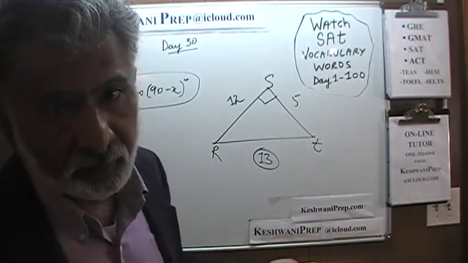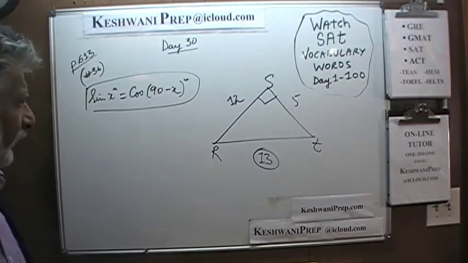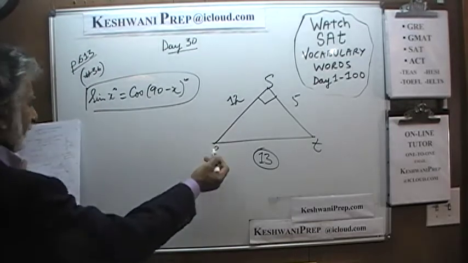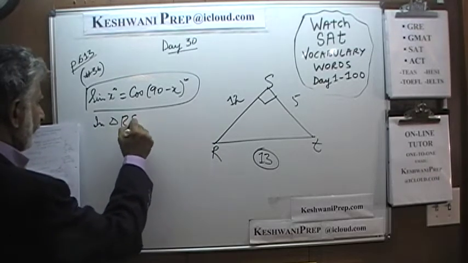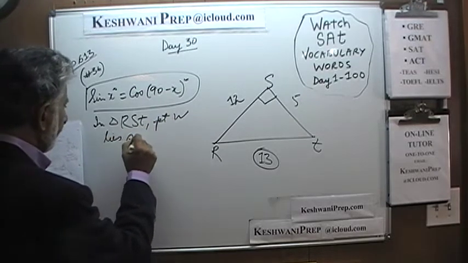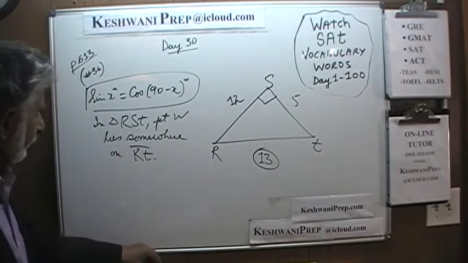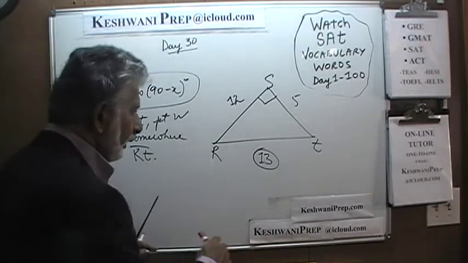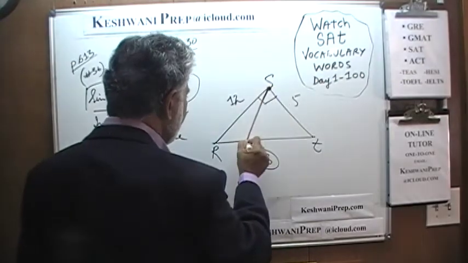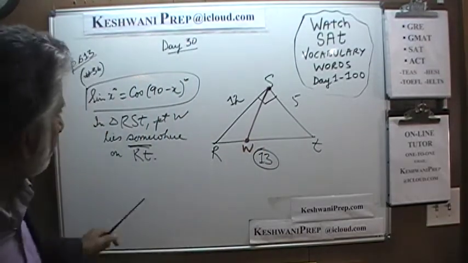The dimensions are given there. We're not going to actually use them. We could if you wanted, but it's easier just to do without it. So it goes on to tell us that in this triangle RST, point W lies somewhere on RT. So where does it lie? Anywhere you like. It lies somewhere on RT, you just pick anywhere, it makes no difference. How about here? There you go. Okay. And now this is what they want us to answer.